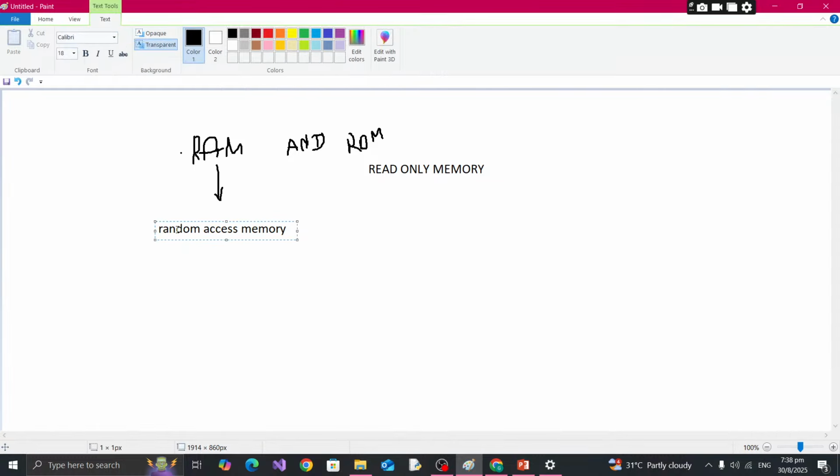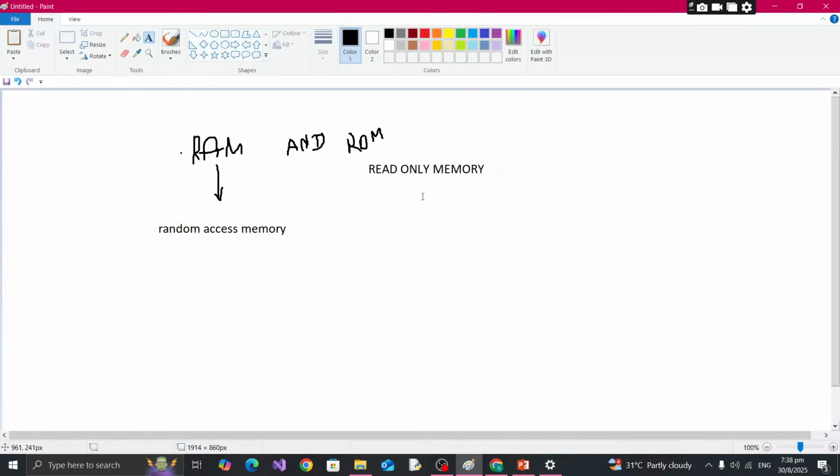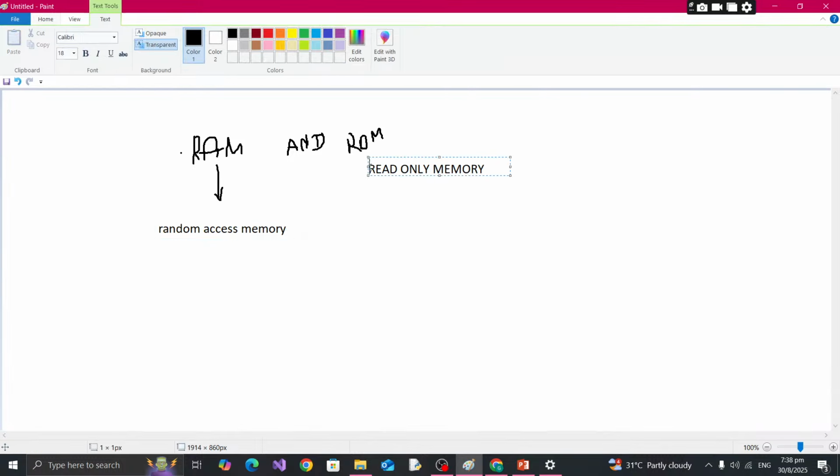So what is random access memory? If the interviewer asks, we will say it is a temporary memory used to store temporary data. And what is read only memory? They usually say we cannot modify it, it is permanent data. We used to say that, but no, it is not like that.